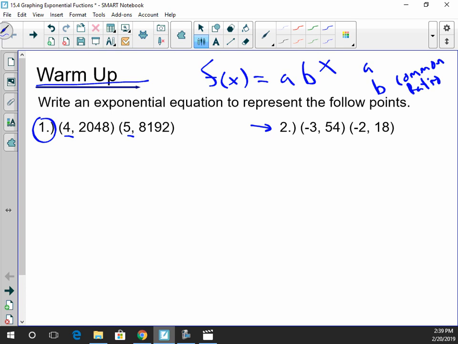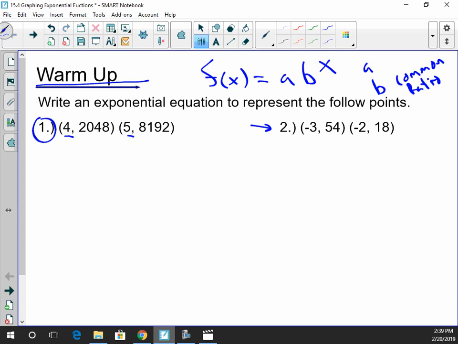Again, as with any video lesson that we do in here, please pause the video when you need to. If I ask for the video to be paused, please go ahead and pause it. Those are directions for the sub there. But in any event, here we go, working with our exponential equation, representing the following points here.